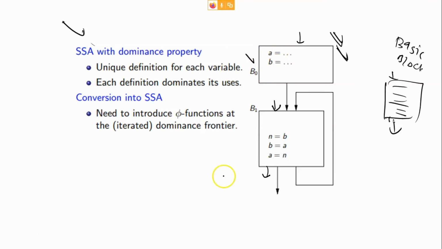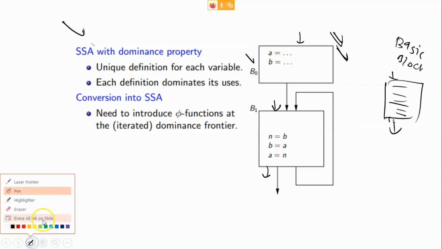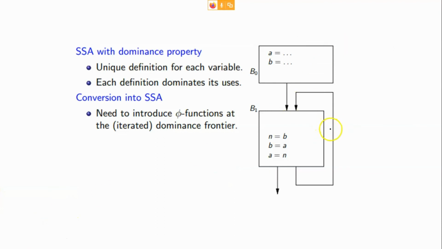Now how to convert this into SSA? Let's assume I give you this. How can you convert it? This is not in SSA right now. Why? Because this A has this definition here, and this A has another definition here. So right now this is not in SSA form. How can we convert this into SSA form? Let's try to convert it.